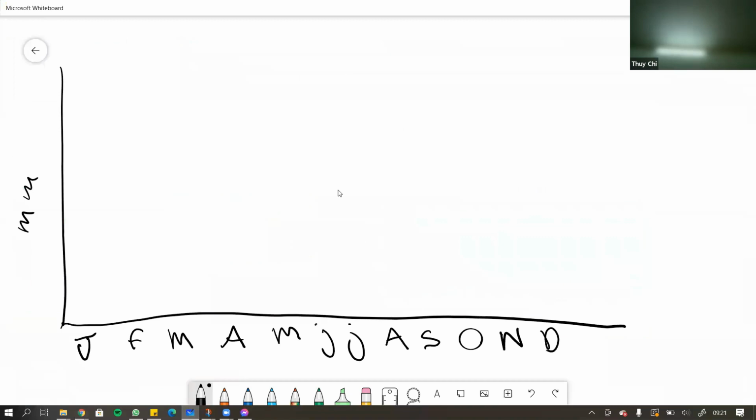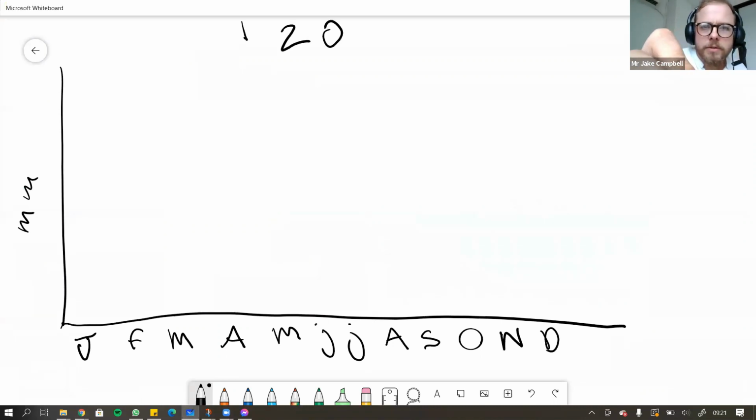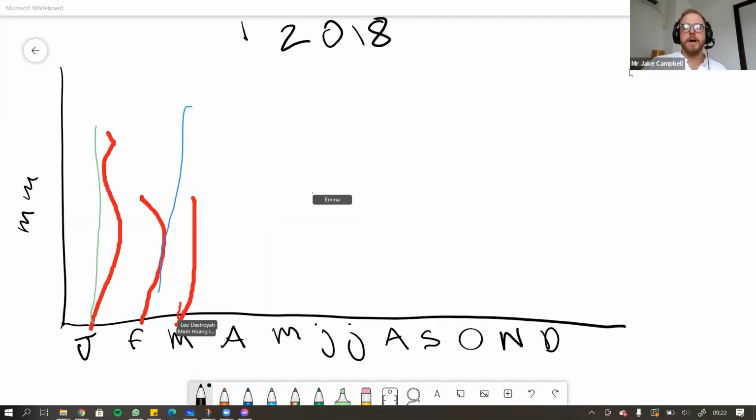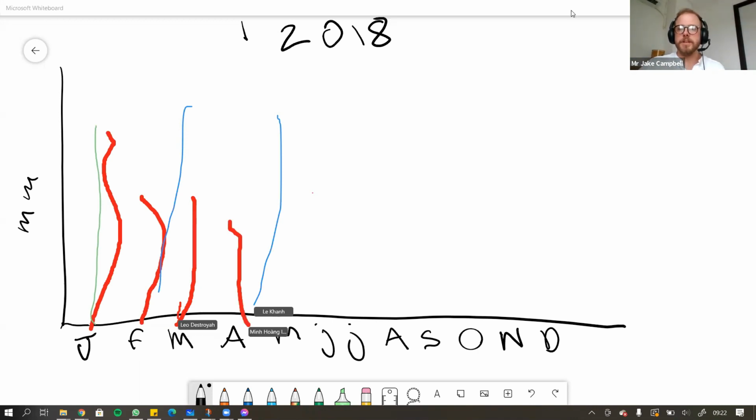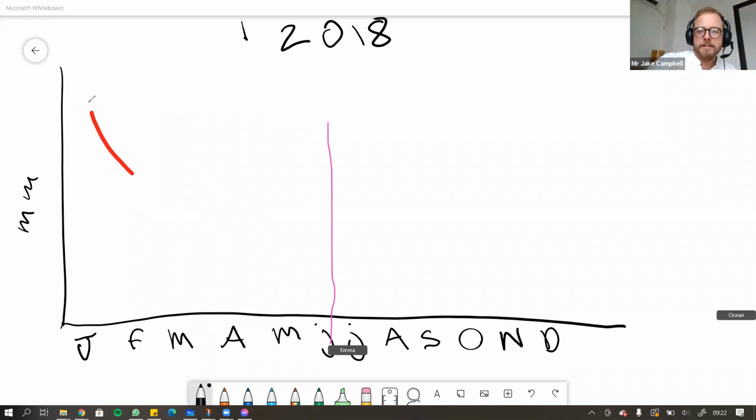Okay, so you're all going to be able to annotate now. And I want you to draw a line which predicts the rainfall in 2018, the next year. Okay, remember the pattern we saw? Guys, we're not doing a bar chart. So stop there for a second. We're doing a line like this.